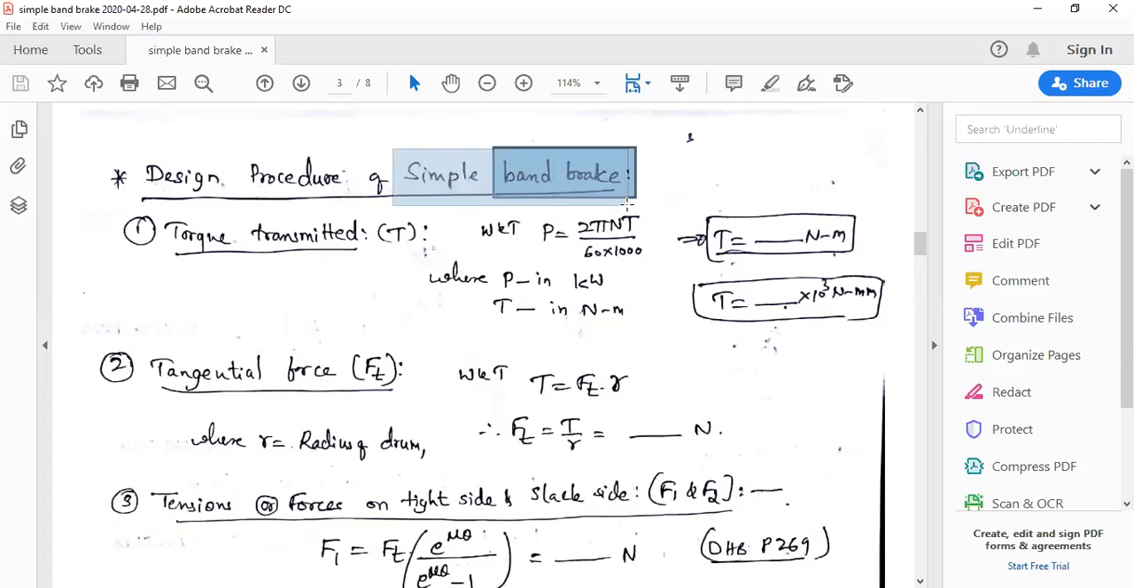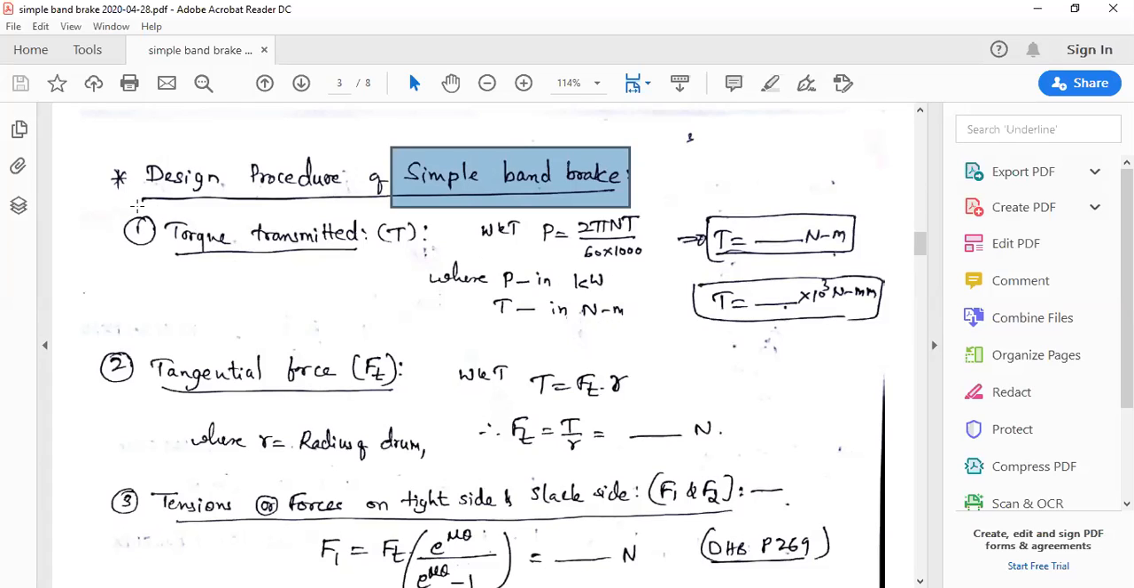Now, with respect to the design concept of a simple band brake, there are a few steps that we have to follow. Initially, to calculate the actuating force F, which we discussed in the previous session by taking moment about the fulcrum point, we require the value of tangential force. So tangential force is calculated with the known value of torque.